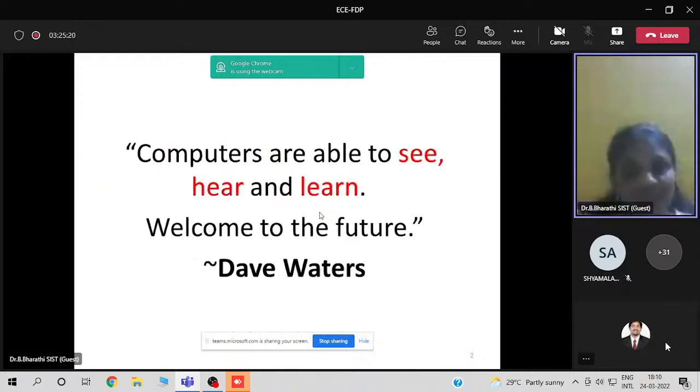This is a very relevant and famous saying: computers are able to see, hear, and learn, and so you are welcome to the future. This statement was a miracle, an impossible statement 2 decades back. But now, with all our smart devices around us, it's not only computers. When I say computers, I'm talking about every computing device around us: your smartphone, your smart Fitbits, your smart watches, your smart shoes, smart TVs, smart fridges, smart electrical appliances, everything which is around us, which is smart, meaning which is connected to the internet, is able to tap the behavioral and personal information about the user.